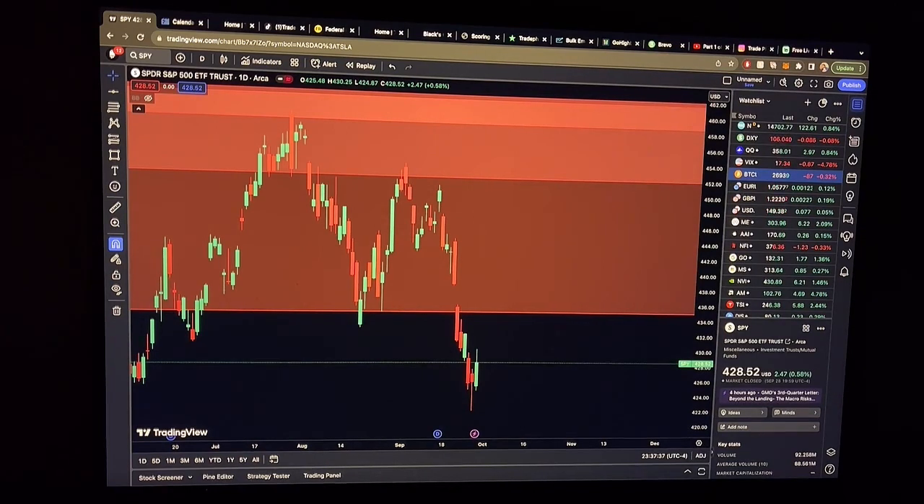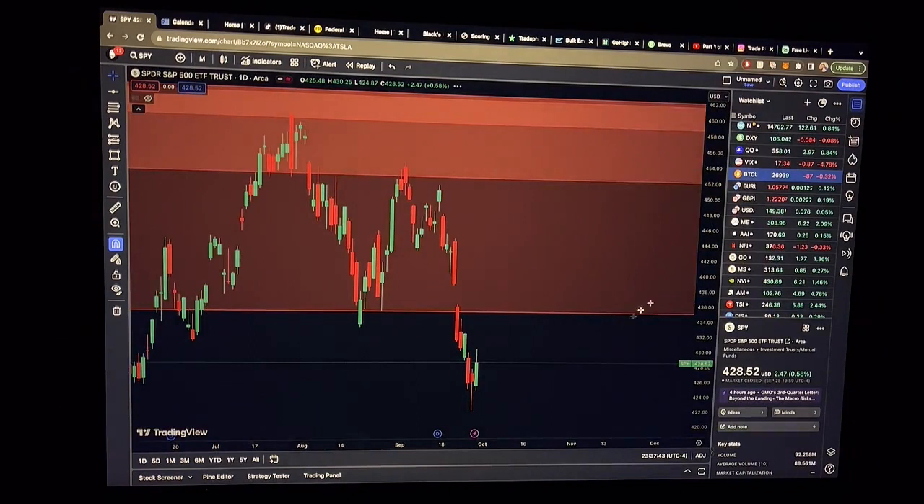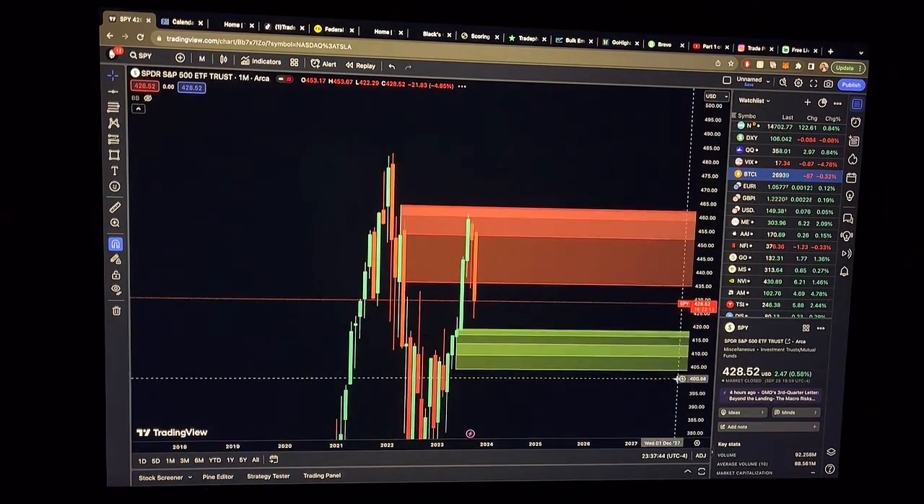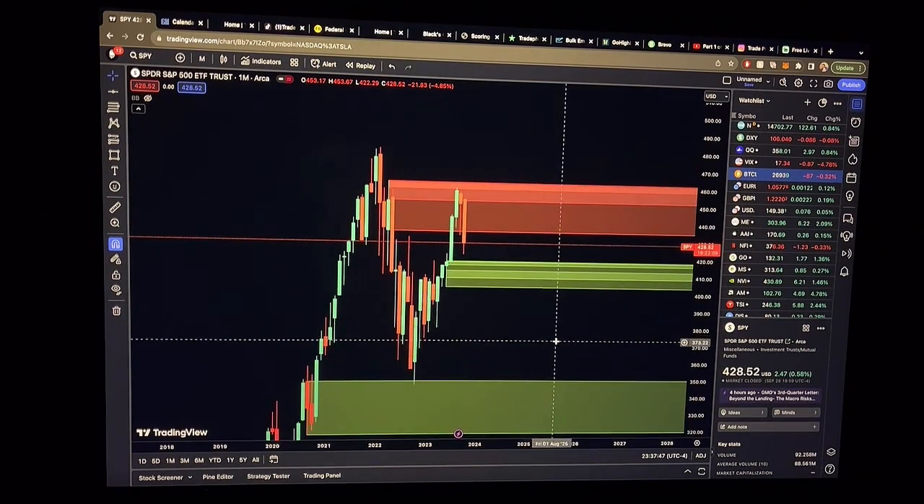Meta. All right, cool. So here we are on SPY. Let's start on the higher time frames. As always, guys, higher time frames control lower time frames. So we want to start from top down. Do I have any clear institutional order flow here on SPY?